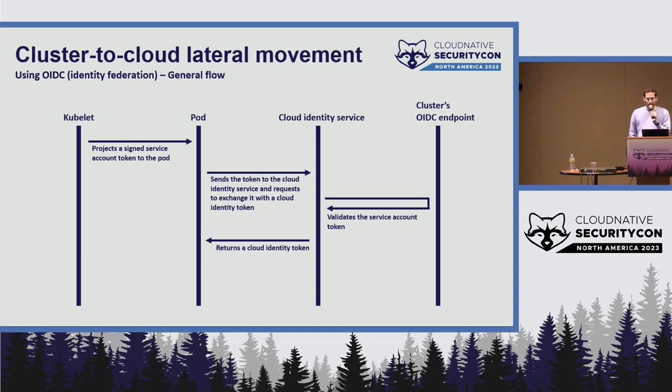So now the cloud identity service verifies that this service account token is indeed legitimate, and checks that the token was indeed issued by the cluster that the service trusts, and it does it by using the cluster OIDC endpoint. If the verification was successful, the cloud identity platform will return a cloud identity token to the pod. So now our pod has a valid cloud credential, cloud token, and it can use it to authenticate with cloud resources. For example, again, it can authenticate with the cloud storage, if it needs to.